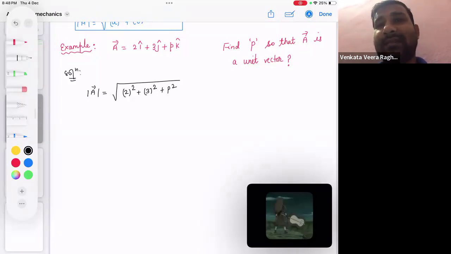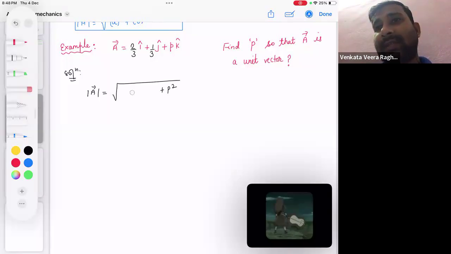If I want to make it possible, let's take it like this. Let me change the data here. Let me take it as 2 by 3 i cap and 1 by 3 j cap. Now check, is it possible or not? I think now it will be possible, okay? Now what will be the magnitude of this one?